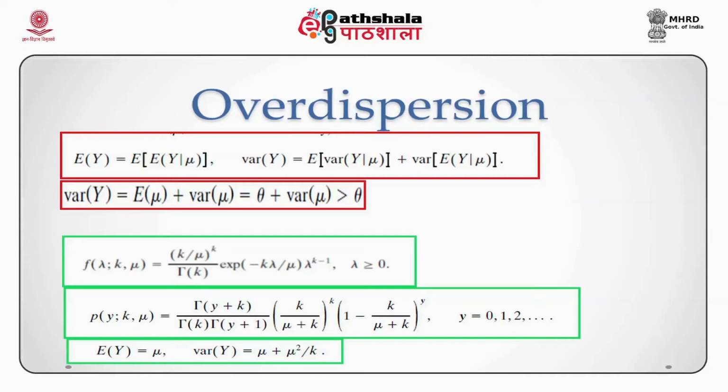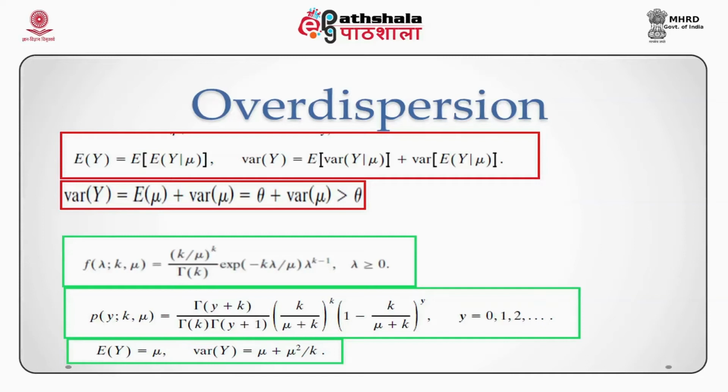Now, as this is equal to theta plus variance of mu, where theta is expectation of mu, it is greater than theta, and thus if the assumption of a common mean and variance holds conditionally, it is not guaranteed that the same assumption will hold when we apply it to the marginal distribution of y.